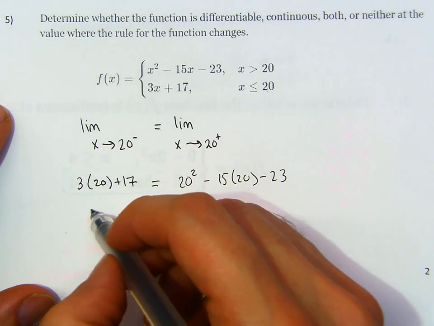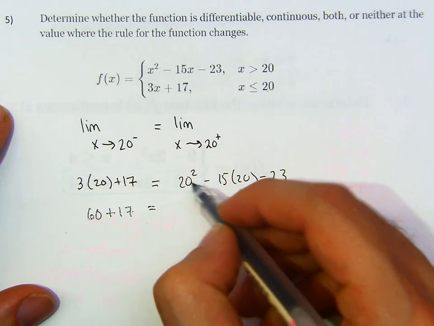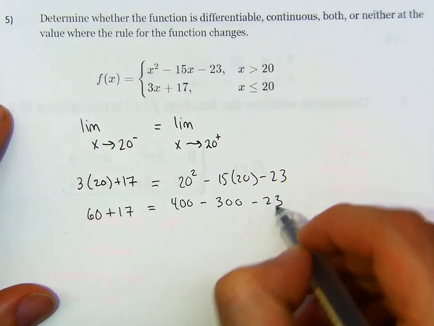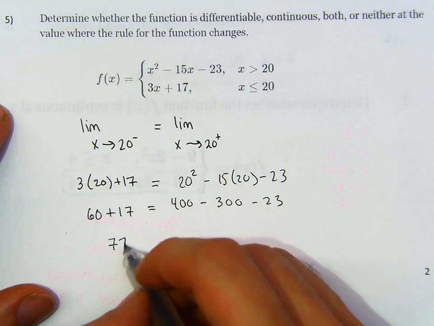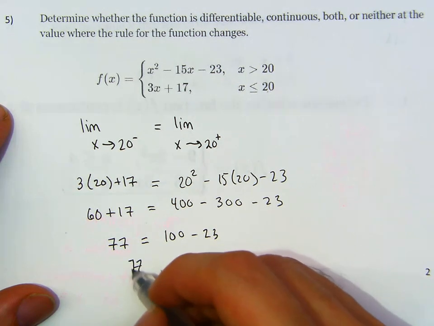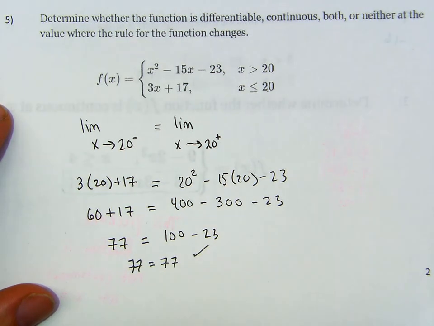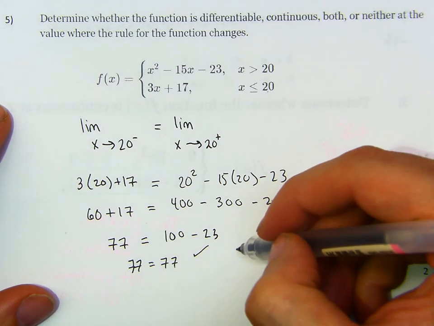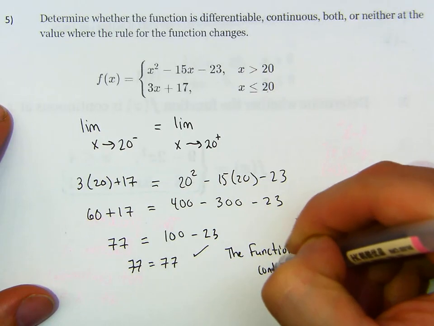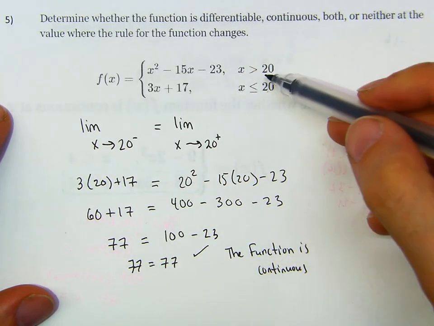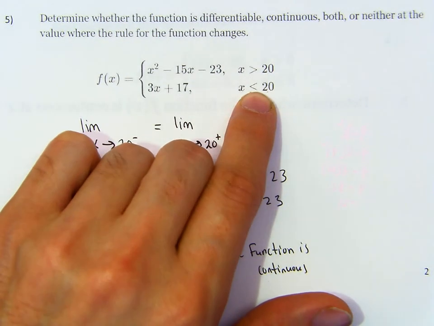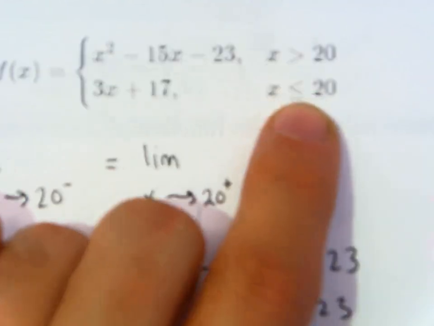3 times 20 is 60 plus 17. This is 400 minus 300 minus 23. This becomes 77 equals 100 minus 23. So 77 equals 77. So check. We know that the function is continuous. And one other tiny thing to check. For example, if we look over here, like, my bad.